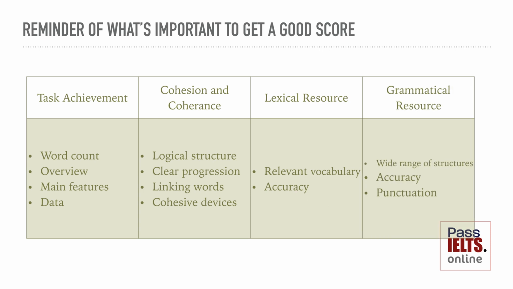Lastly, the examiners are looking for a good range of grammatical structures. That means they want to see some longer sentences, including subordinate clauses. You also need to be aware of punctuation and accuracy. For more details, you can see the band descriptors which you can find in your workbooks.